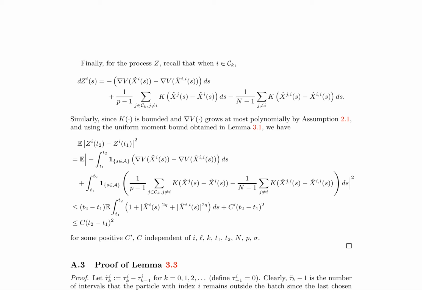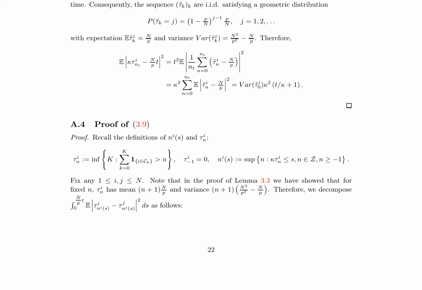In the proof of Lemma 3.3, the authors introduce the sequence tau_k^i, which is i.i.d. and geometrically distributed with expectation E[tau_k^i] equal to N/p and variance Var[tau_k^i] equal to N^2/p^2. They then utilize this result to establish an upper bound on the expectation of the squared difference between the two quantities.